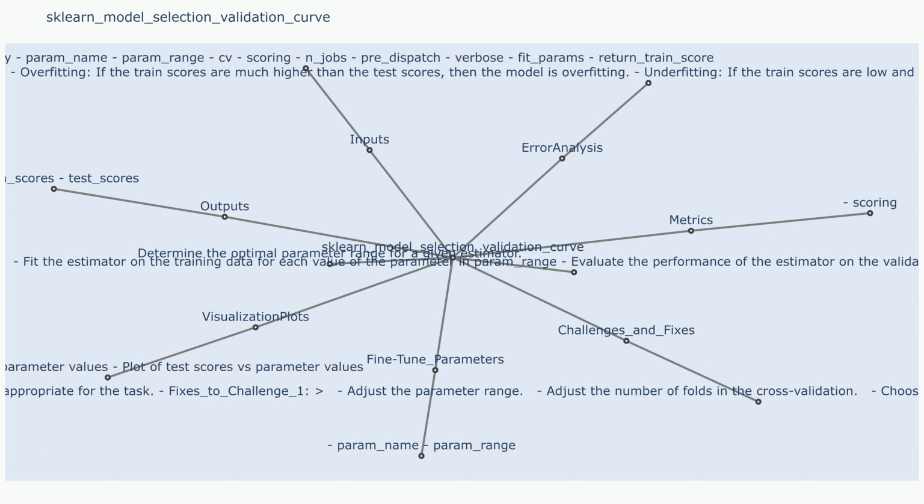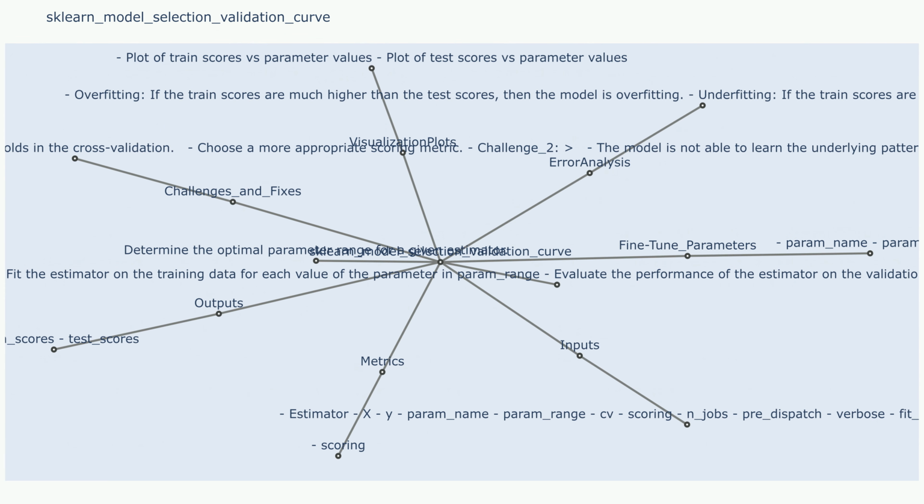Challenge 1: overfitting. If the training scores are significantly higher than the validation scores, it indicates overfitting. The model is memorizing the training data and may not generalize well to unseen data. Sample use case: a decision tree with a very high max depth might perfectly classify all training data but perform poorly on unseen data. Fixes.